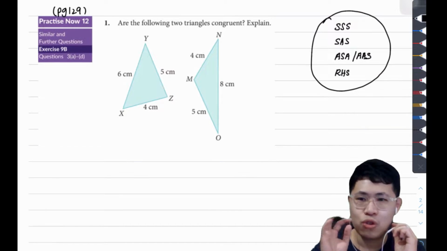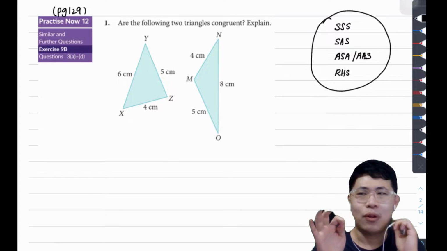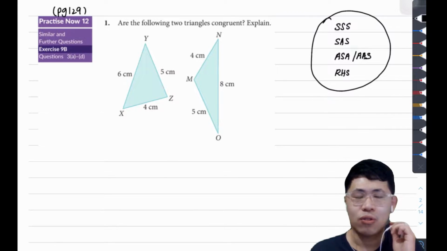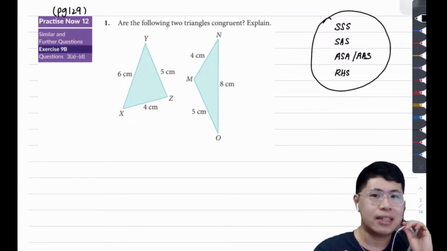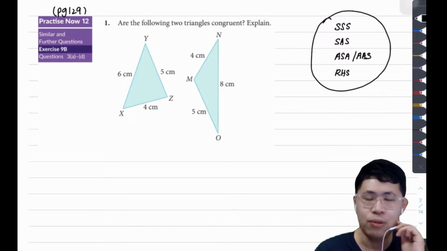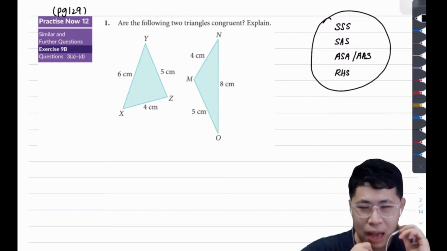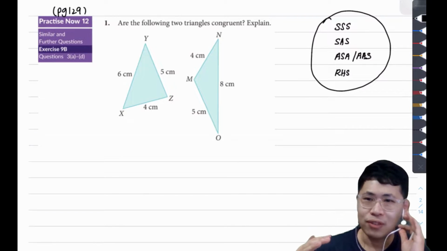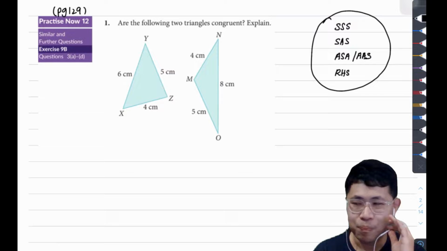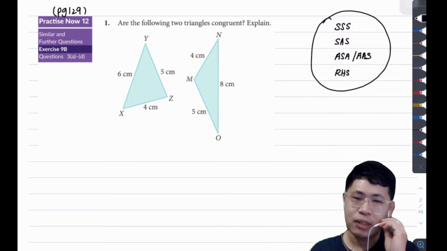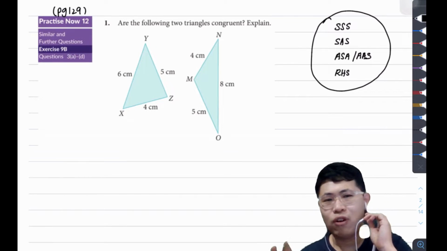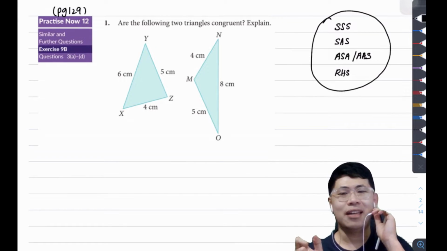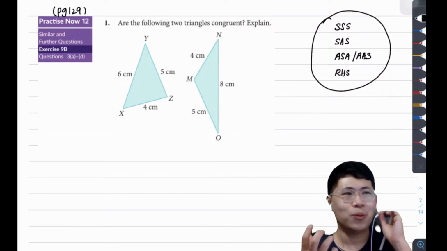We're going to prove that the triangles are not congruent. So the funny thing about proving is that to prove something is true, you have to prove for everything, so it has to be foolproof in order for something to be true. However, if you want to prove something to be false, you just need to find fault with some small thing, and the small thing will actually break the whole case down.